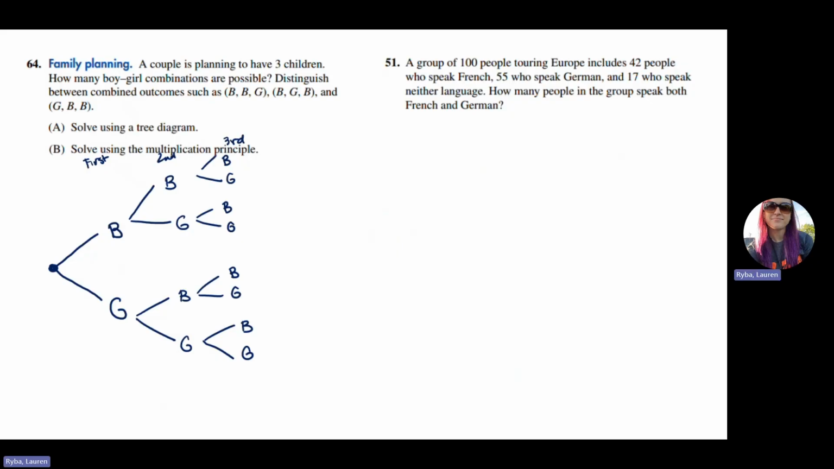Okay, so then how do I follow the results here? Well, I'm going to follow all the paths. So boy, boy, boy is that top path. Boy, boy, girl is that second path. So I went boy, boy, boy. That got me there. Boy, boy, girl. Got me that one. Okay, so the next one, boy, girl, boy.